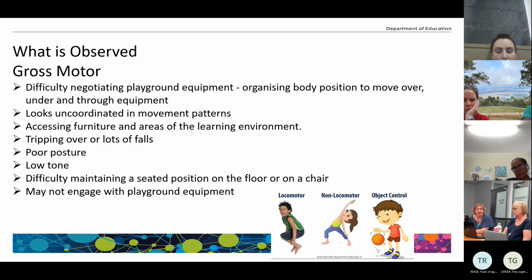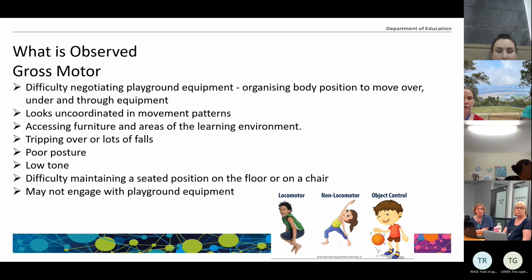What is observed? We'll break this down into what we look at, the gross motor side. They'll have difficulty negotiating playground equipment. So this is things that you might see of a student in your environment. So organising body position to move over, under and through equipment. It might be negotiating around in the classroom. They might trip over furniture. They might trip over other students. They look uncoordinated in their movement patterns.